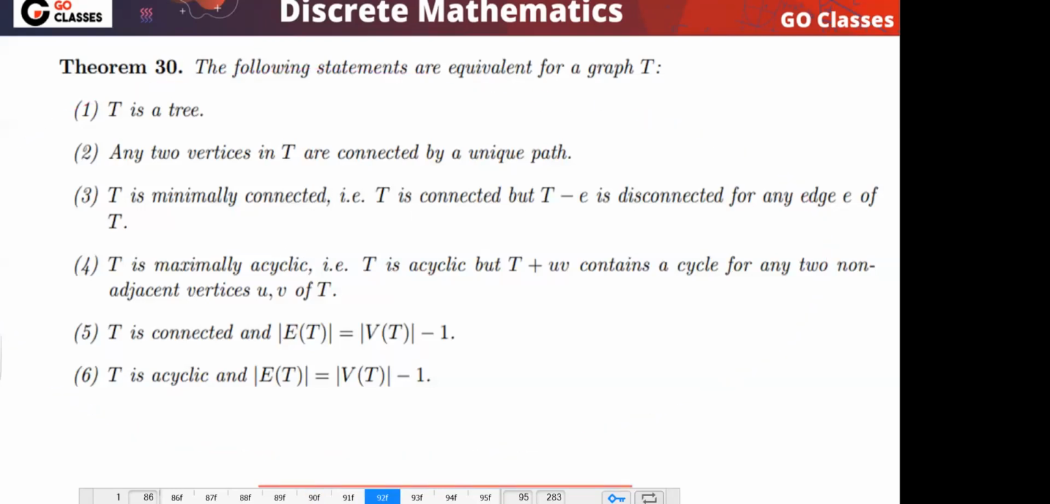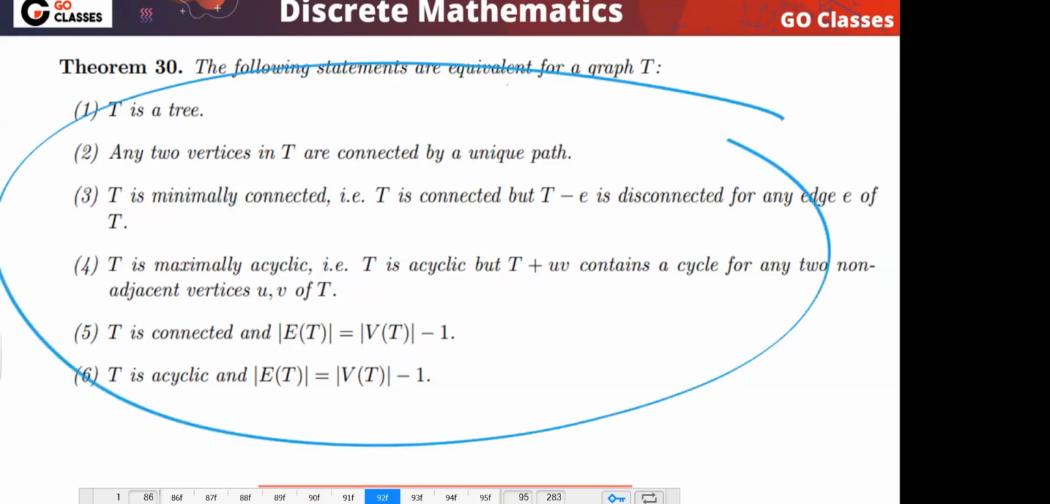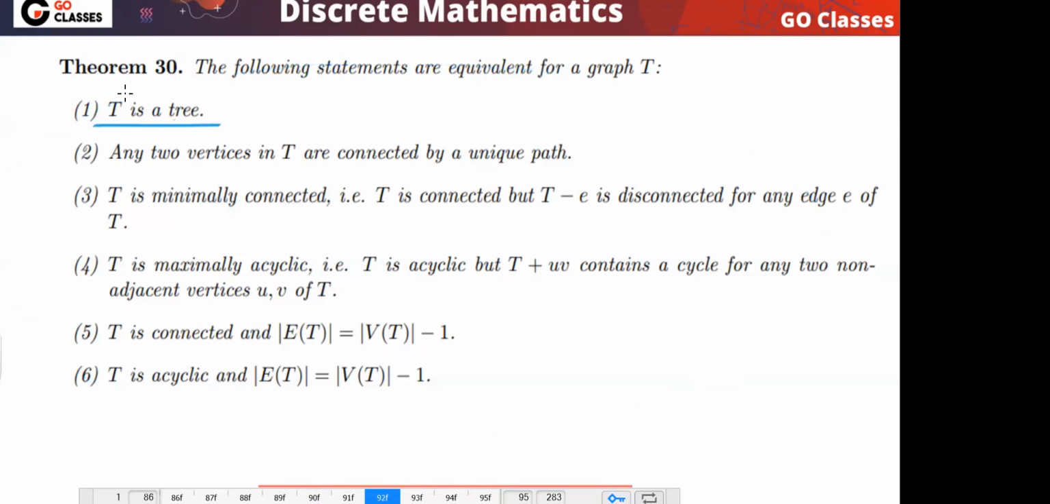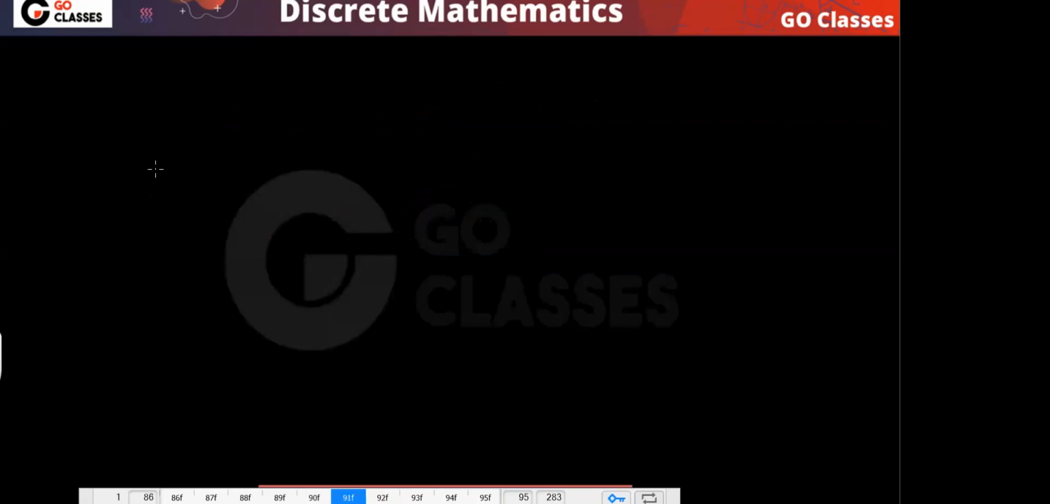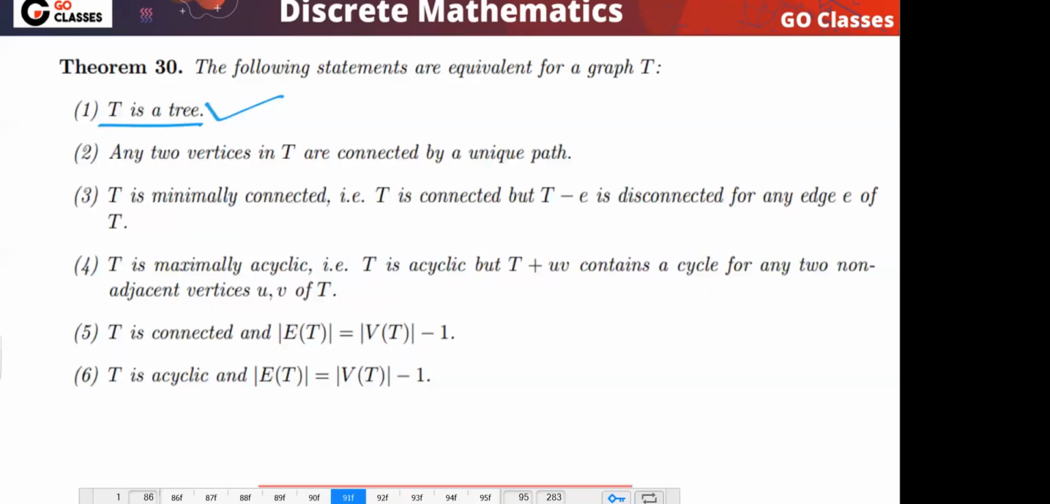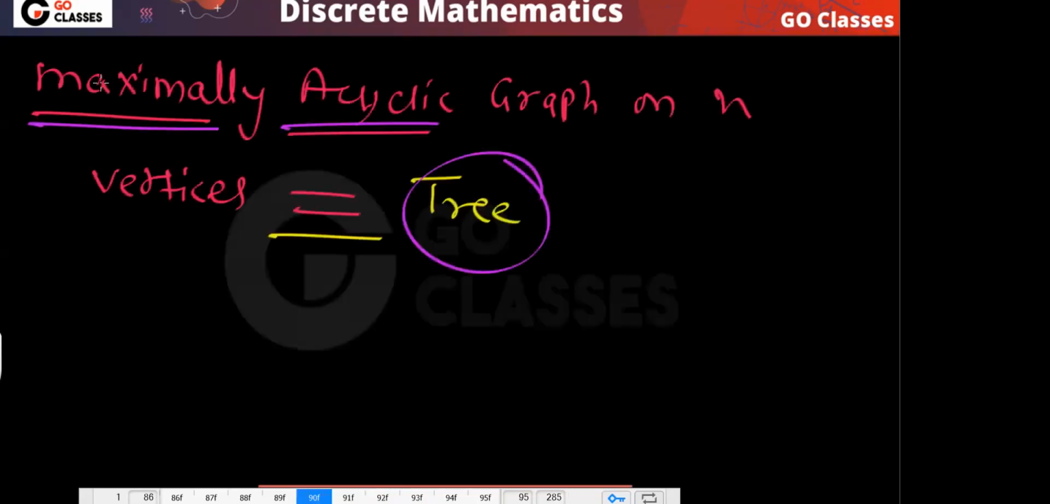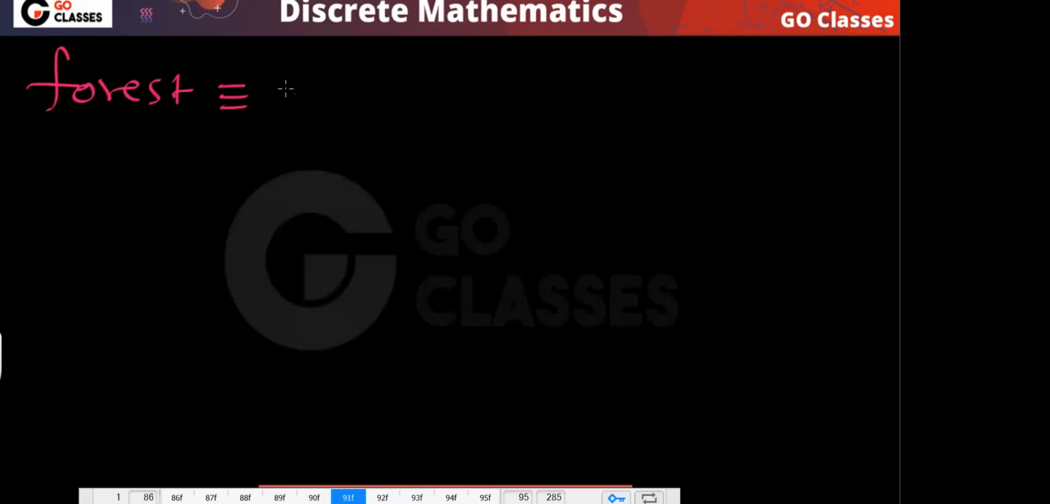We will solve a TIFR question, and this is very important. So what are the definitions of a tree? T is a tree. This is one definition. What is another definition? Another definition is exactly one path. What is the definition of a forest? Forest means acyclic graph. And what is the definition of that?